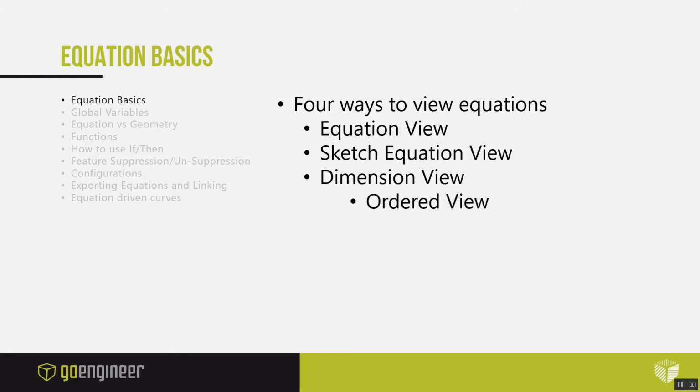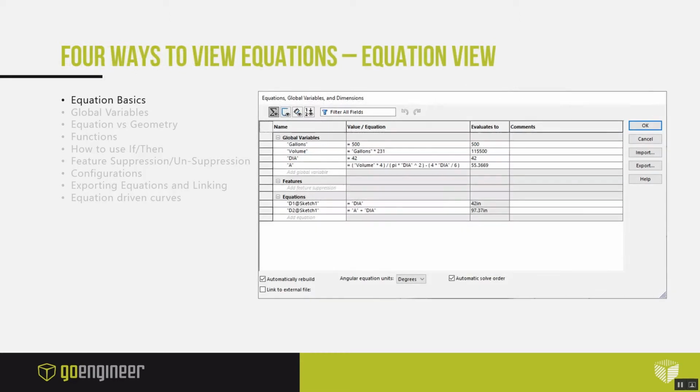Equation basics. This is a little bit about the equation editor. When you pull up and start an equation, this is the dialog box that you'll see. There are 4 different buttons across the top that help you understand the equations. The first one is the equation view, and this lists the global variables, any feature suppressions and equations, so this is what you see when you look at that.